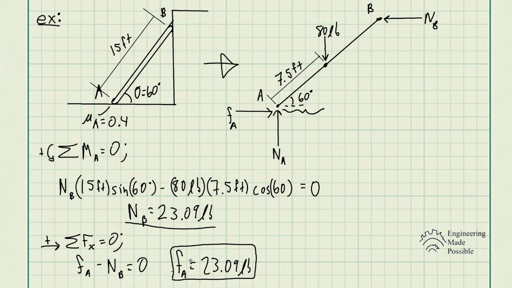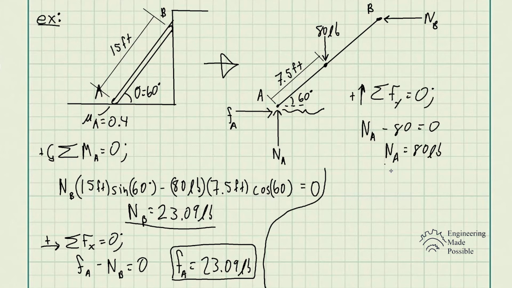So now that we found the frictional force, the question is: does this mean that the ladder is slipping, meaning there's motion? Does it mean there is impending motion, or it's about to slip, or is there no motion at all? Is it just static? This is where we solve the maximum static frictional force, which is the coefficient of static friction times the normal force at point A. So first we have to solve for that normal force NA. To do that, let's do a sum of forces along the y direction, and we see that the normal force at point A is 80 pounds.